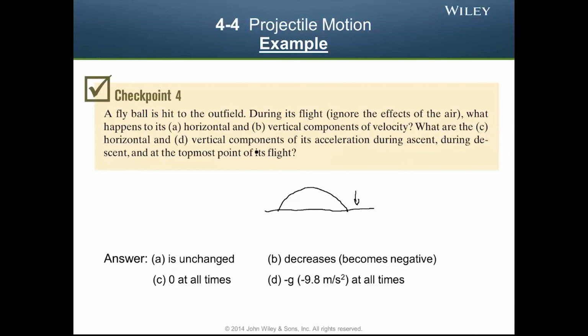What are the horizontal components of its acceleration? We already talked about this. It's 0. Gravity does not affect the x direction. And then they're asking about the y direction for the acceleration, and we've already established that gravity is affecting it at all times.